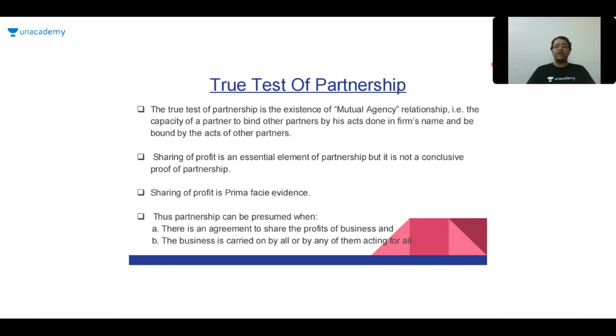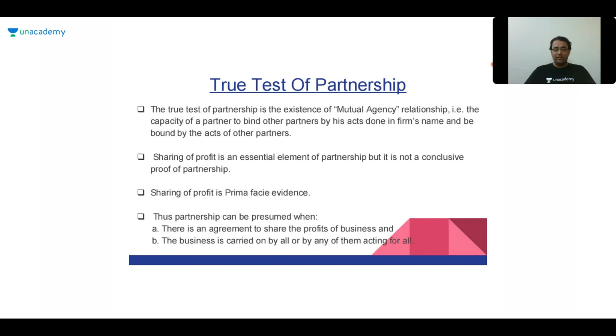Another important point is that sharing of profit is an essential element in partnership, but it is not a conclusive proof of partnership. If you look at the partnership deed, it definitely speaks about the profit sharing ratio of the partners, but that is not conclusive evidence that the people are running a partnership firm. The first point is important, where one person can bind the other person by his actions. That is a conclusive test of partnership.